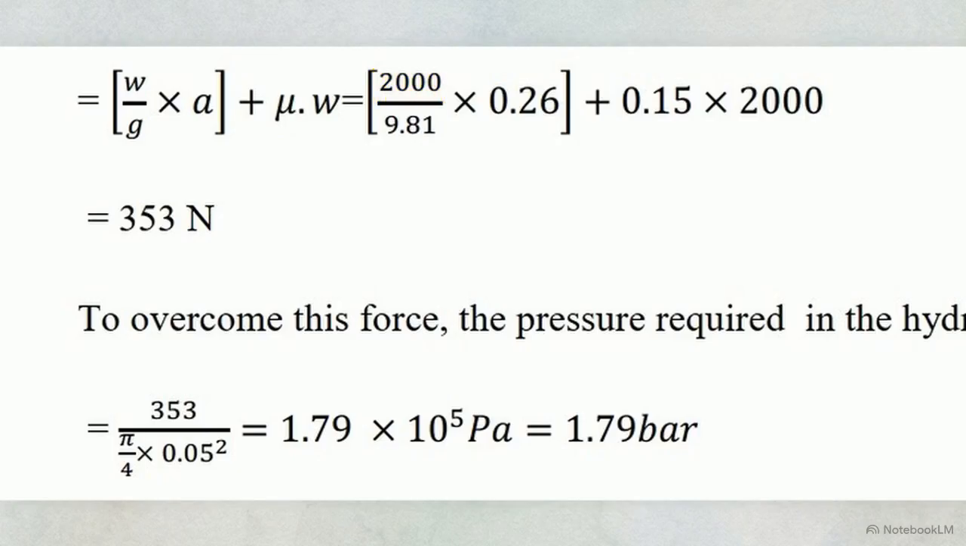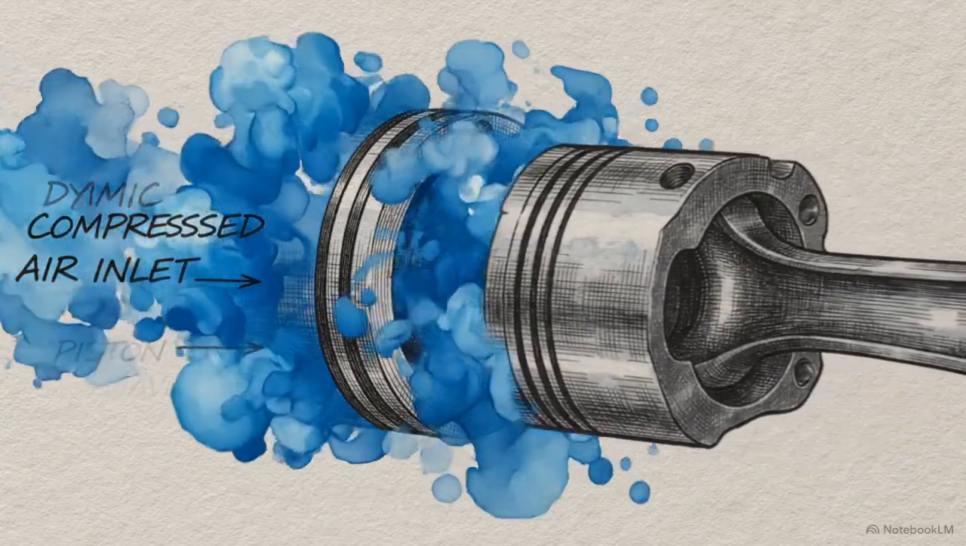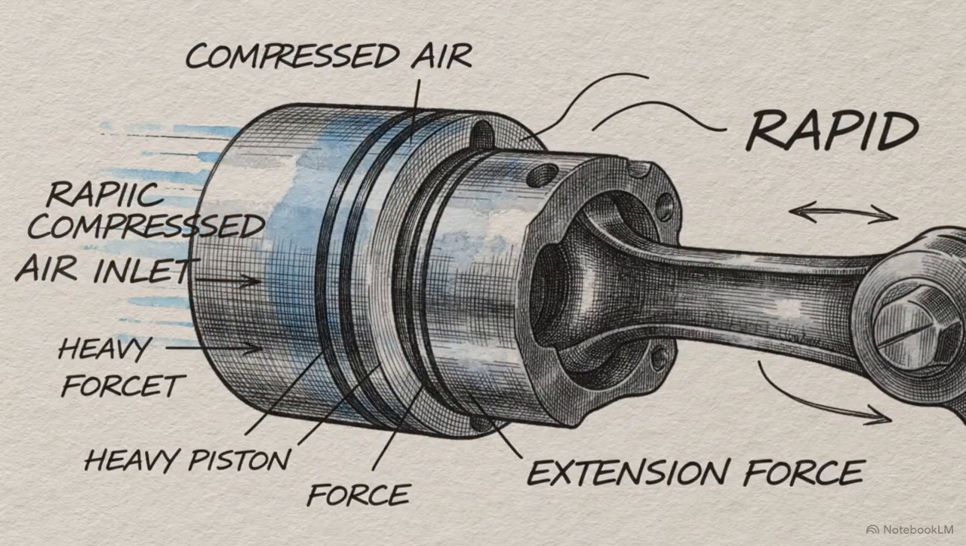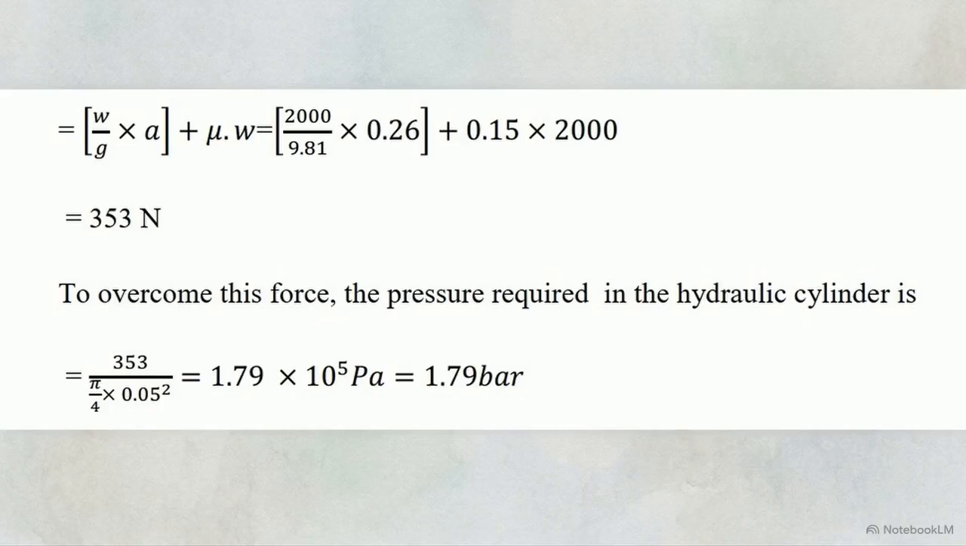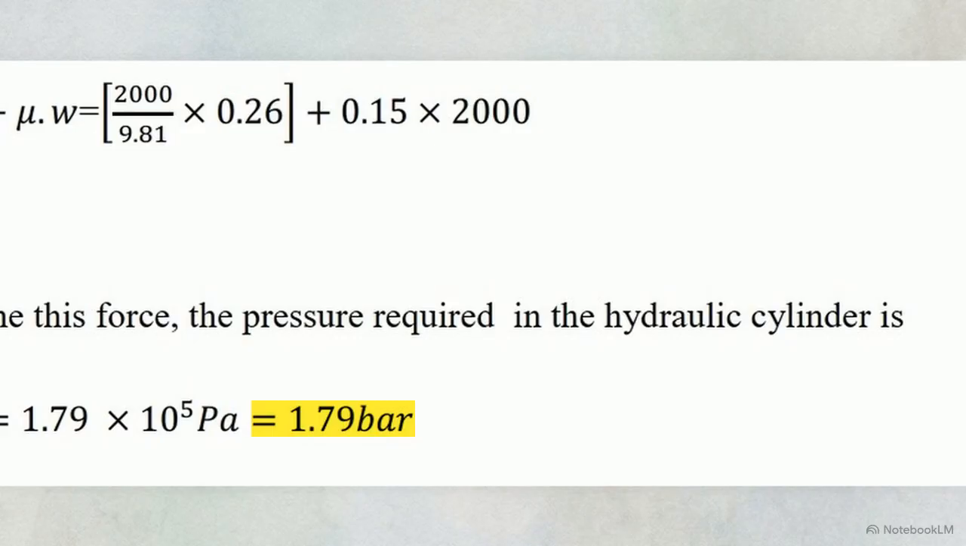To find the required force, we divide weight by gravity for mass and multiply by target acceleration. Combining this with sliding track friction reveals the cylinder must generate 353 newtons of total force. Knowing the total mechanical force is only half the battle. We now must translate that physical requirement into fluid pressure inside the cylinder. Pressure equals force divided by area. Dividing our 353 newtons by the cross-sectional area of the 50mm cylinder bore reveals that the pressure required to move the table is 1.79 bar.